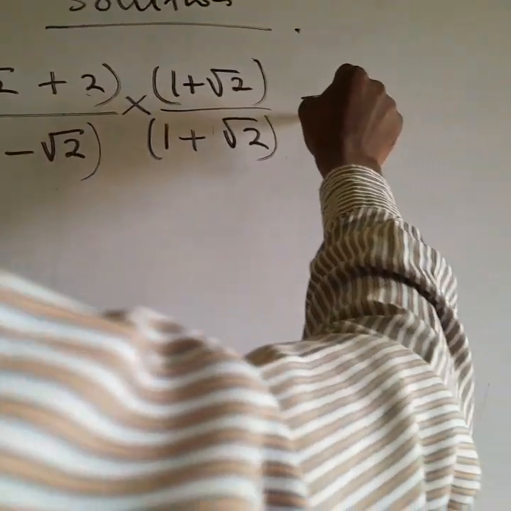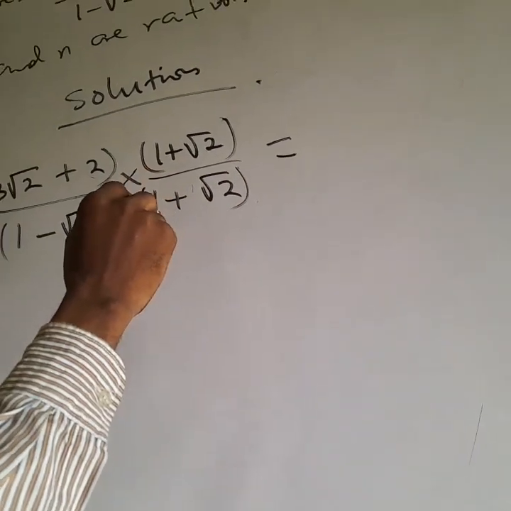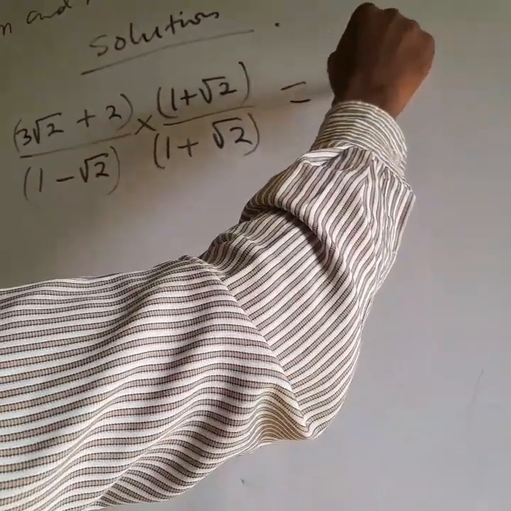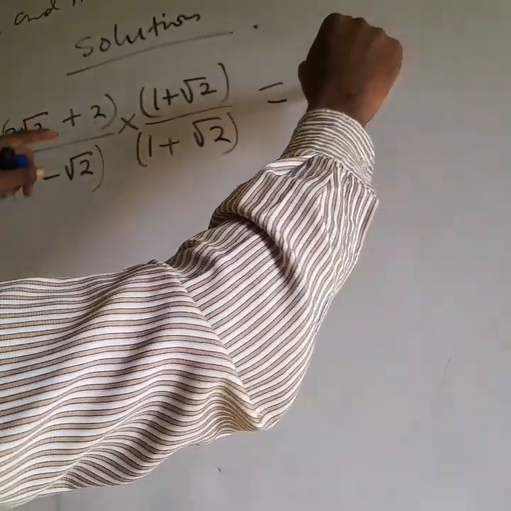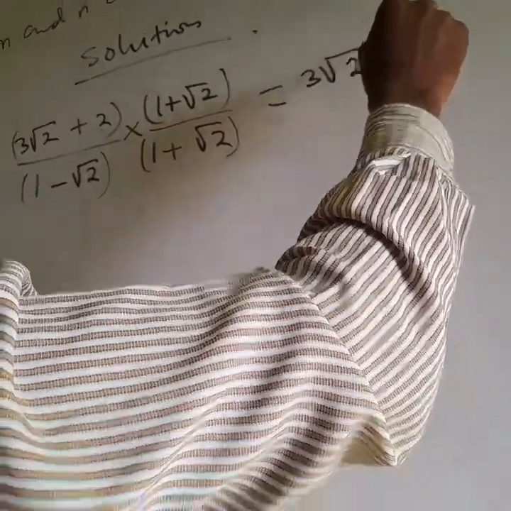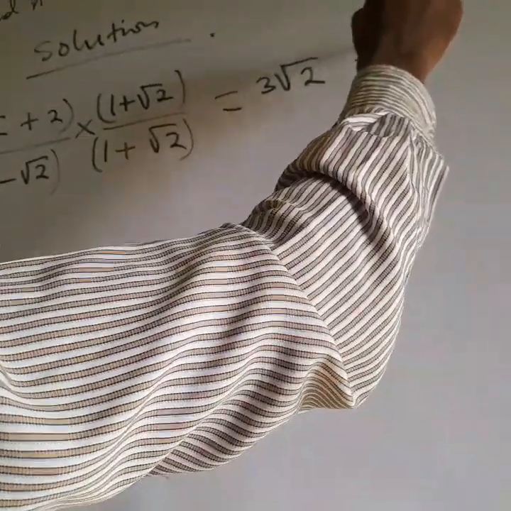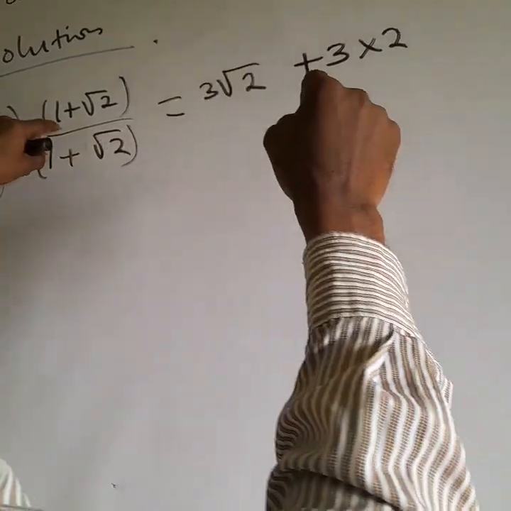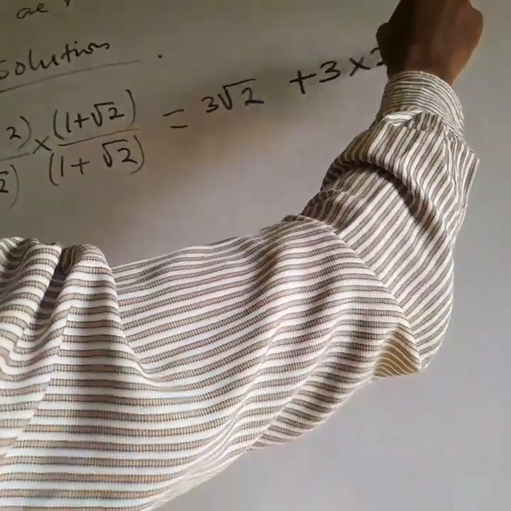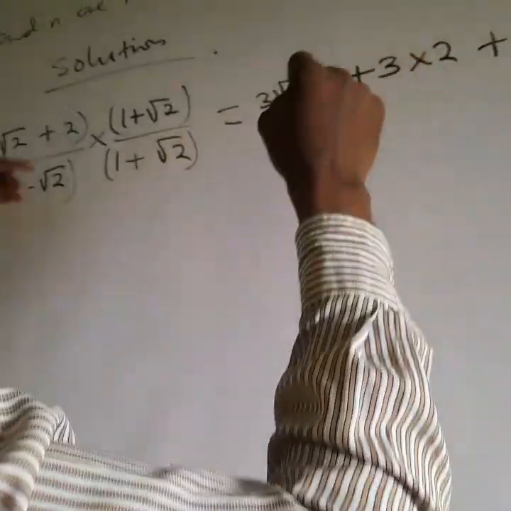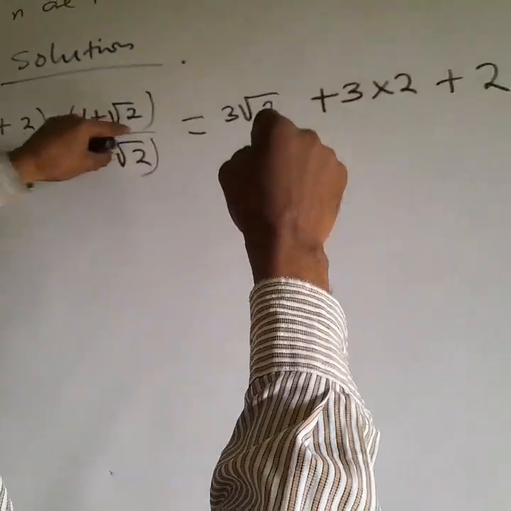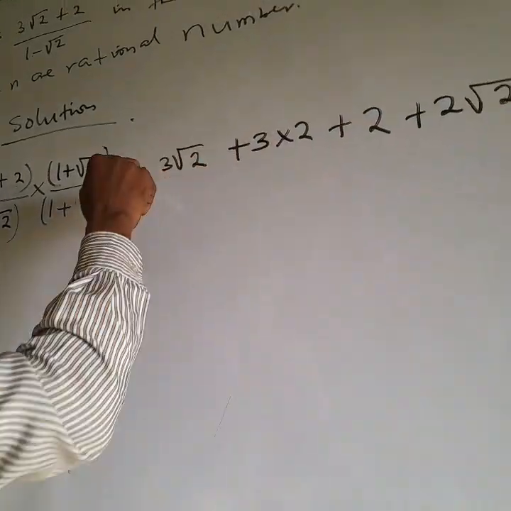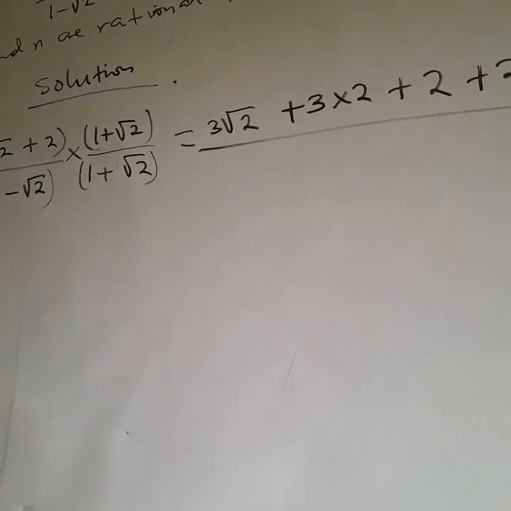So here we can proceed. 3 root 2 times 1 will give us 3 root 2. 3 root 2 times root 2, that will give us 3 times 2. Now 2 times 1 will give us 2. Now 2 times root 2 will give us 2 root 2. Okay, we come to the denominator.